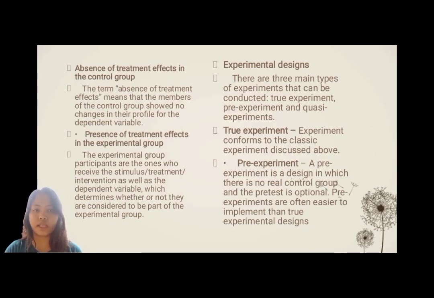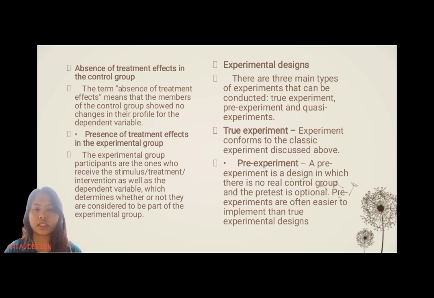Absence of treatment effect in the control group. The term absence of treatment effects means that the members of the control group show no change in their profile for the dependent variable. Presence of treatment effect in the experimental group. The experimental group participants are the ones who receive the stimulus, treatment, or intervention, as well as the dependent variable, which determines whether or not they are considered to be part of the experimental group.